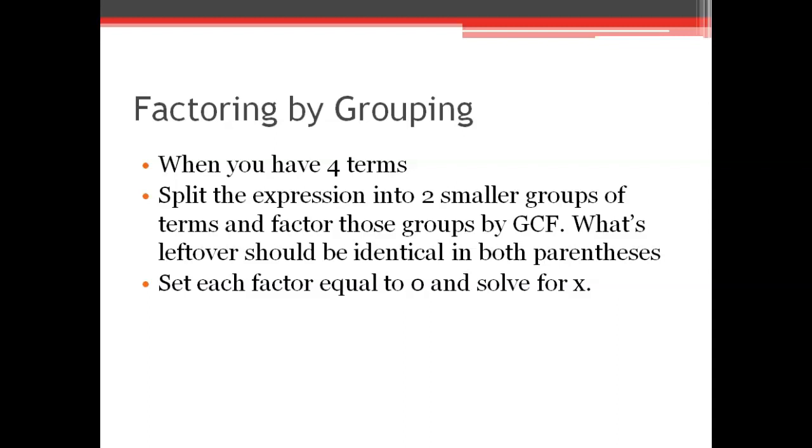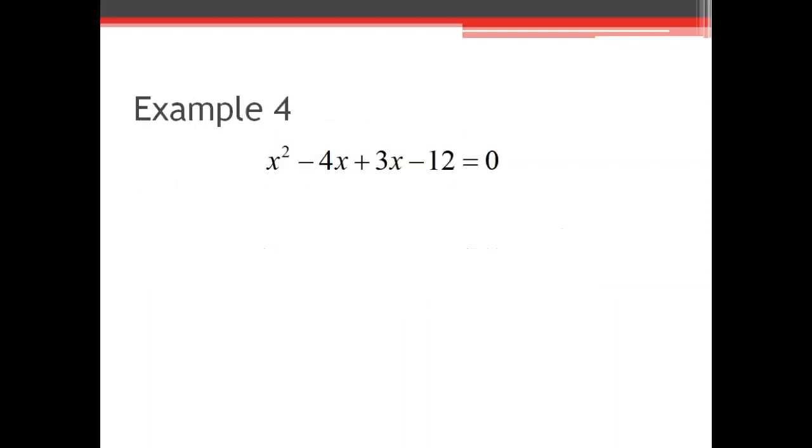Great, let's look at our last example here. x squared minus 4x plus 3x minus 12 equals 0. So we see here we have four terms. What we're going to do is group the first two terms together, so x squared minus 4x, and then the last two terms together, 3x minus 12. We're going to factor out the GCF in each group. So in the first group, we're going to factor out an x. In the second group, we're going to factor out a 3.